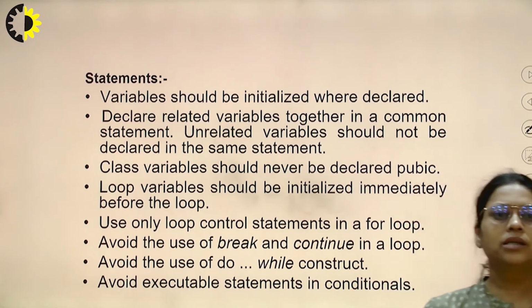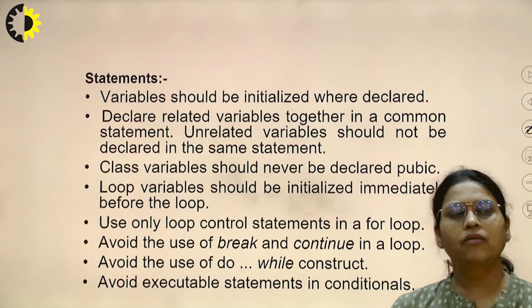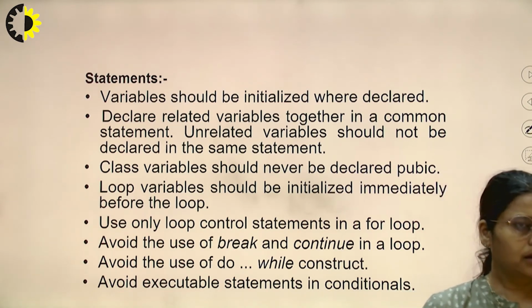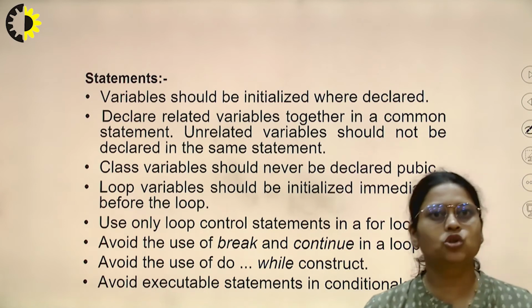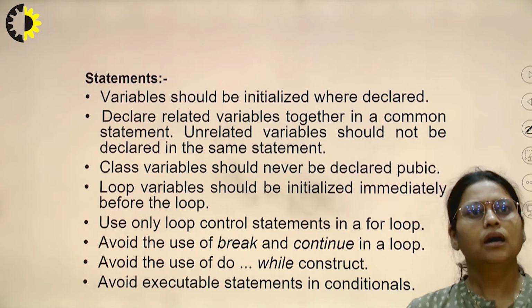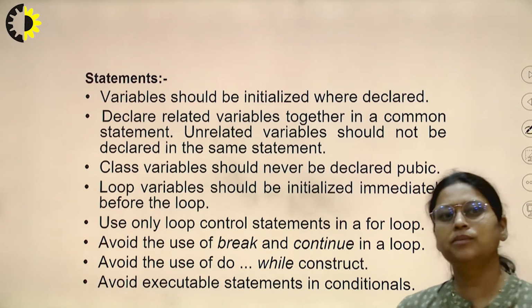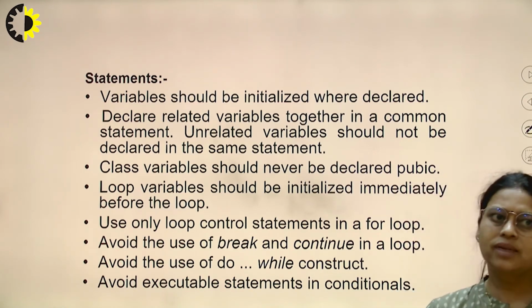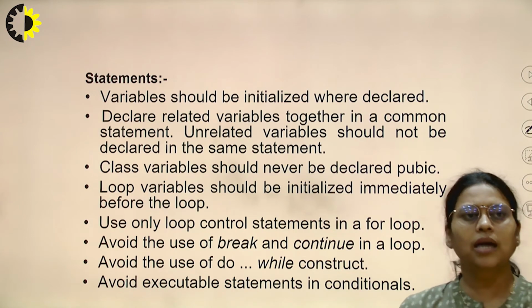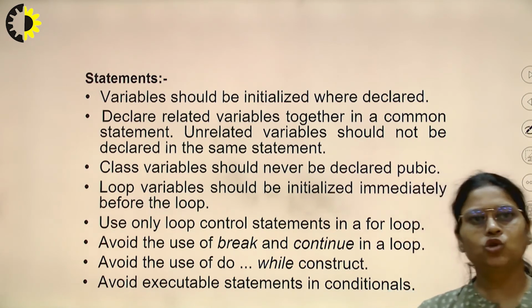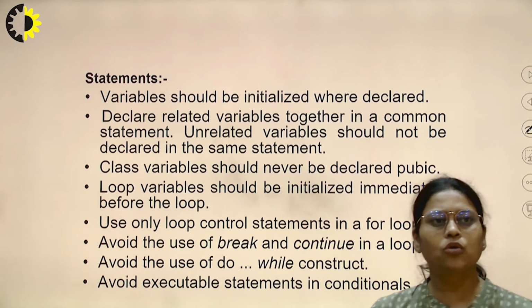So what we have considered for the statements: variables should be initialized where declared. Declare related variables together in a common statement. Unrelated variables should not be declared in the same statement. If we are talking about class variables, they should never be declared publicly. Loop variables should be initialized immediately before the loop.